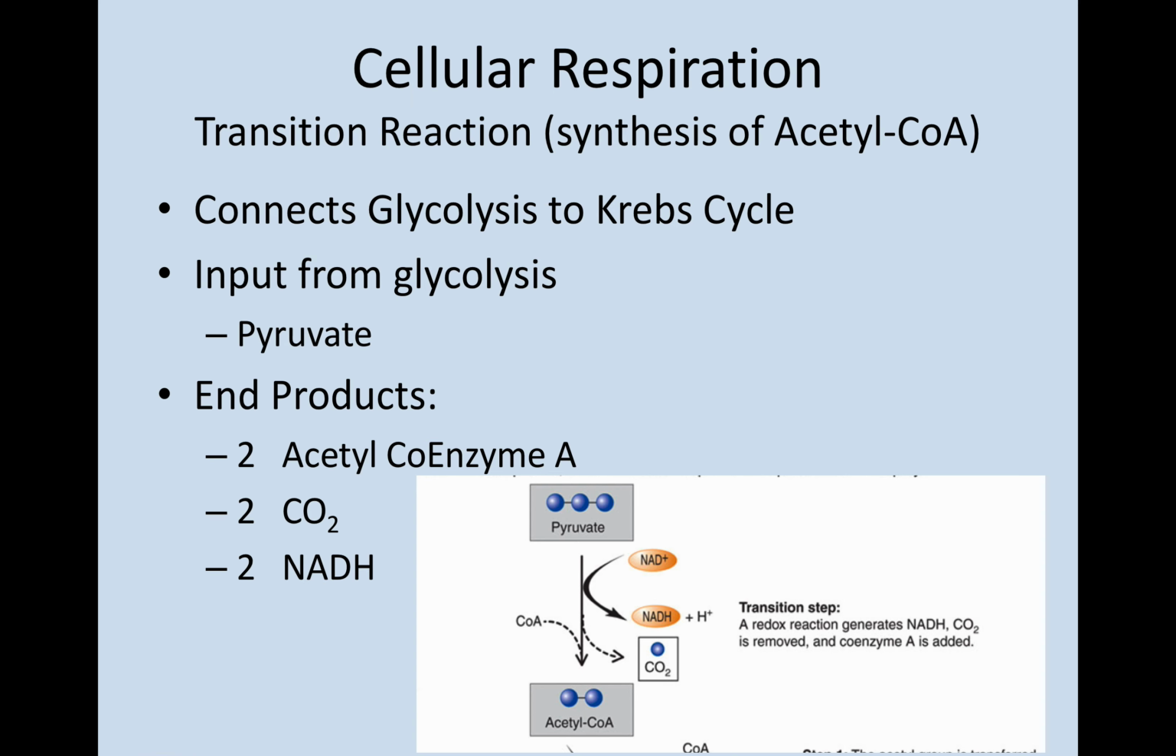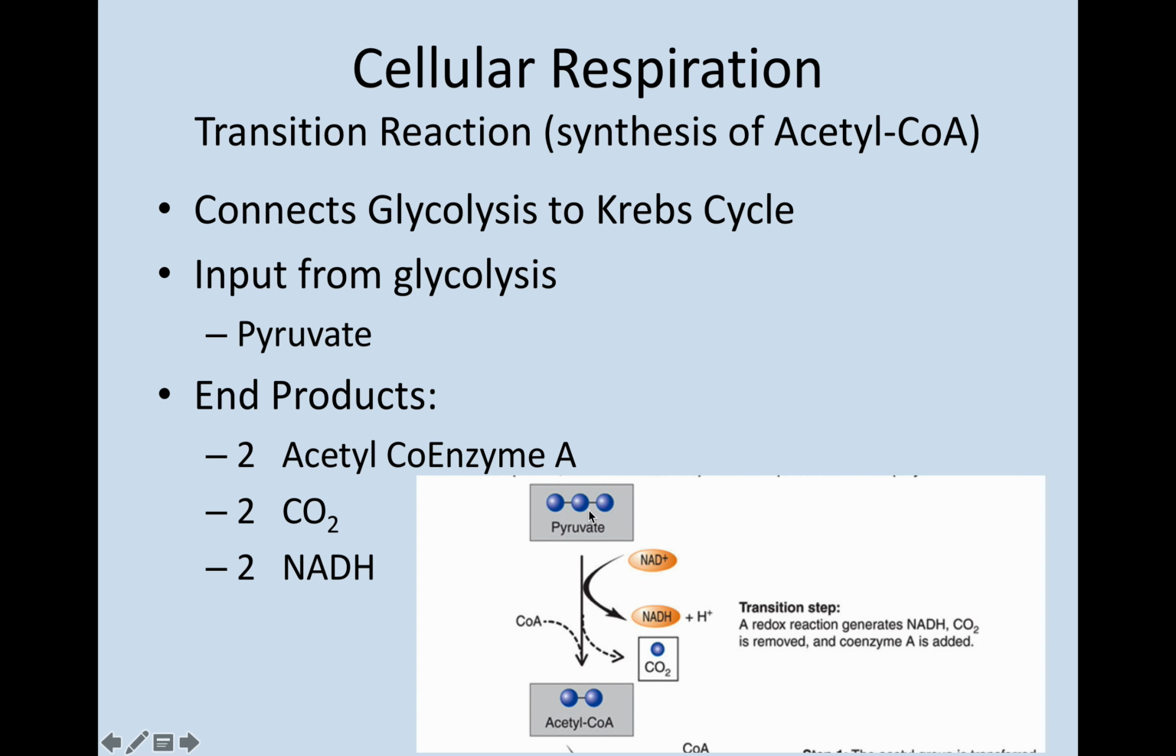So looking at the transition reaction, this connects glycolysis to the Krebs cycle. Okay, we're going to have an input from glycolysis. So these are connected pathways here. We're going to have an input of 2 pyruvate, and the end products are going to be 2 acetyl-CoA, 2 CO2, and 2 NADH.